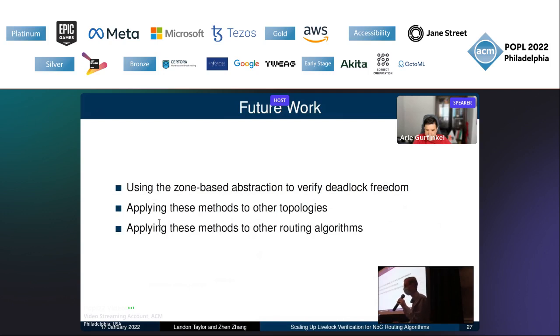Continuing this work can include using the zone-based abstraction method to verify other properties of a network, such as deadlock freedom, as well as applying these methods to other network topologies and other routing algorithms.